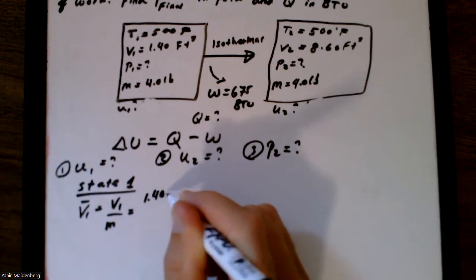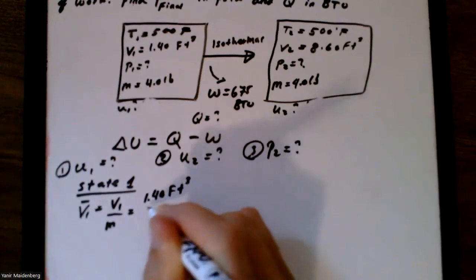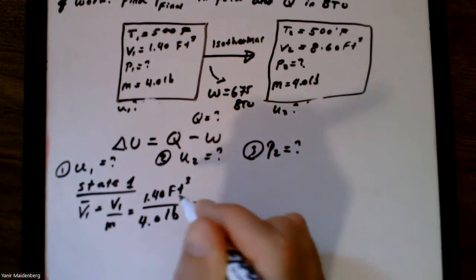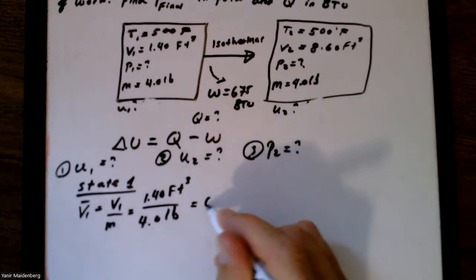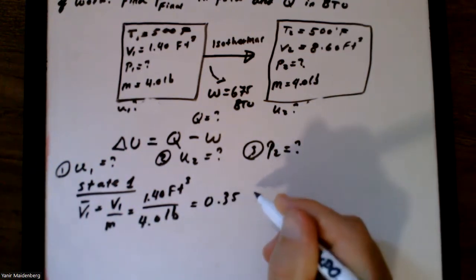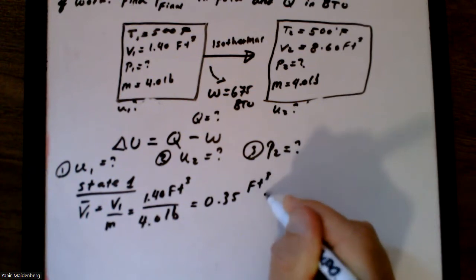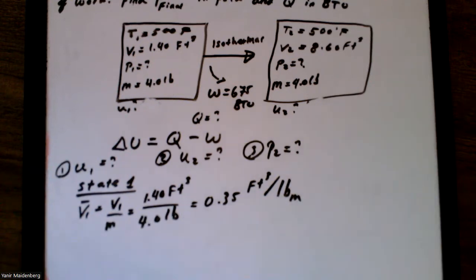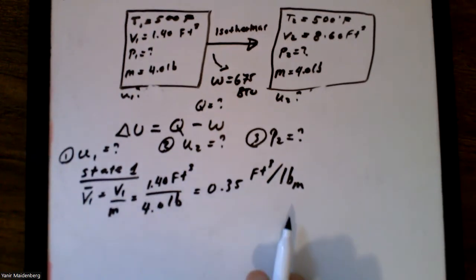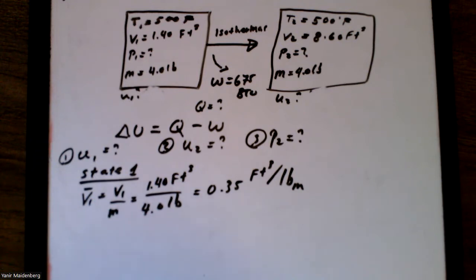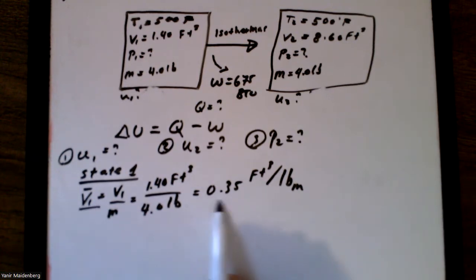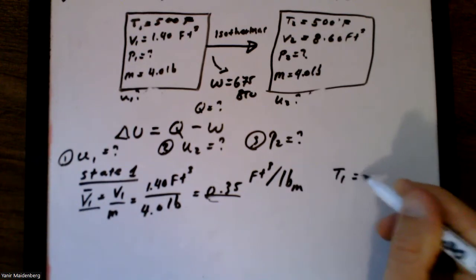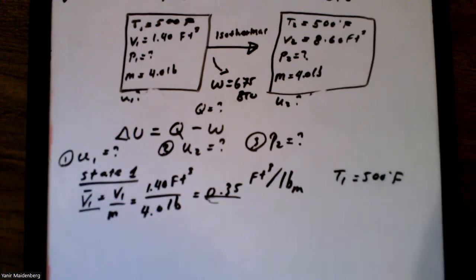So I'm going to put 1.4 foot cubed divided by 4 pounds, which is 0.35 foot cubed per pound mass. So that's going to help me. Pound m for pound mass. Now I'm equipped to go to the table because I have the v bar as this, and I also know T1, which is 500. That was given to me. Okay, so let's go to the table.